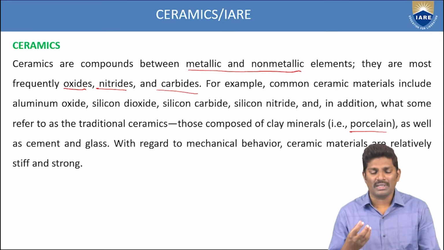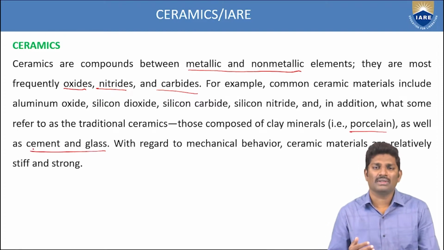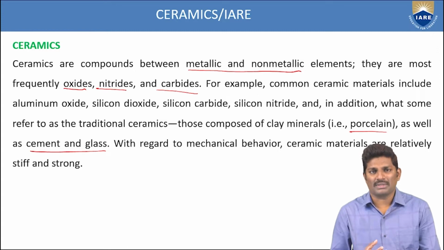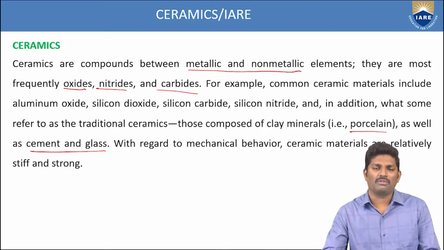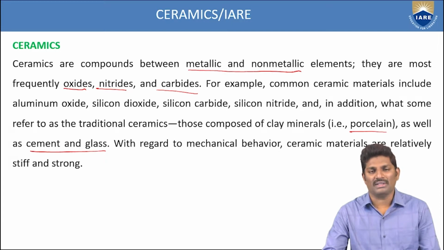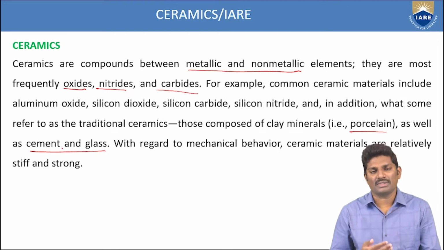That refers to ceramics, as well as cement and glass. These also come under the category of ceramics. Mostly we observe oxides, nitrides or carbides, and these come under the category of ceramics. In the olden days, we used to manufacture porcelain type of materials, which also come under ceramics, as well as glass and cement. These are common examples we use in daily life.